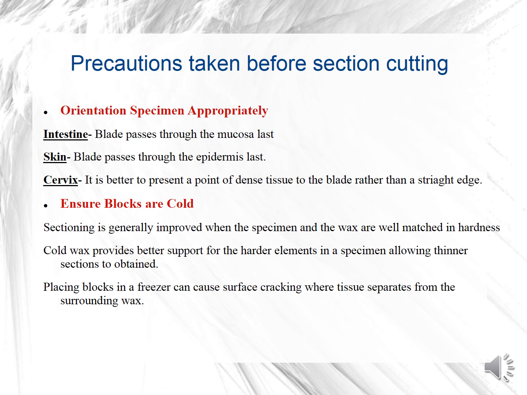Then coming to the blocks, ensure the blocks are cold, because if they are hot, we cannot get the sections properly and the sections get cracked. So ensure that the blocks are cold before sectioning. Sectioning is generally improved when the specimen and the wax are well matched in hardness. Cold wax provides better support for the hardened elements in a specimen, allowing thinner sections to be obtained. Placing blocks in a freezer can cause surface cracking where tissue separates from the surrounding wax.